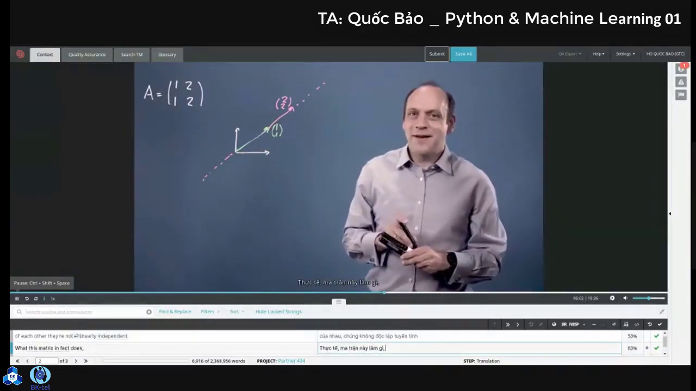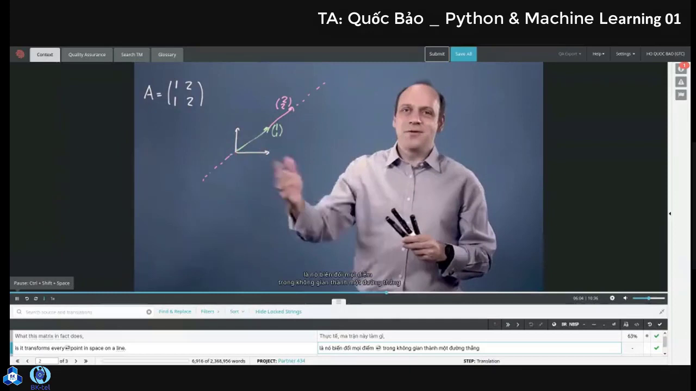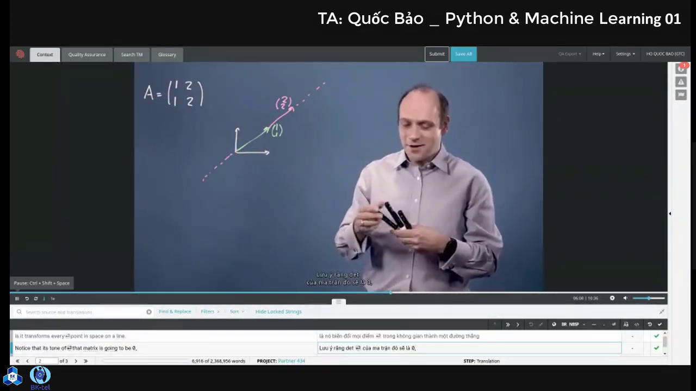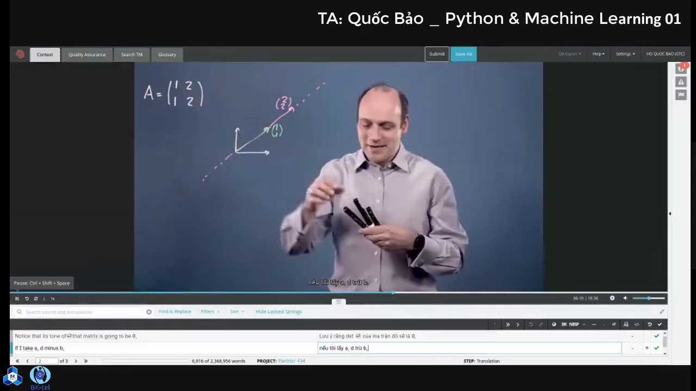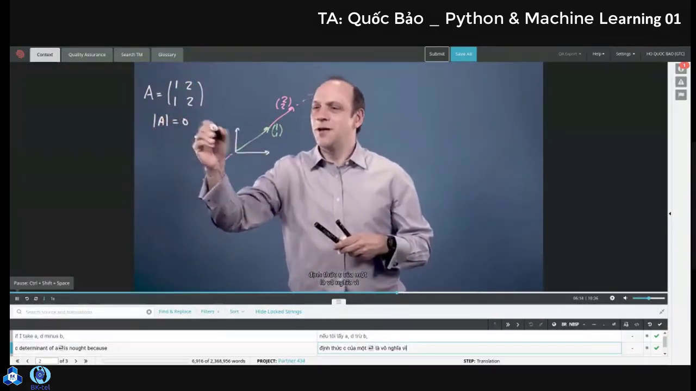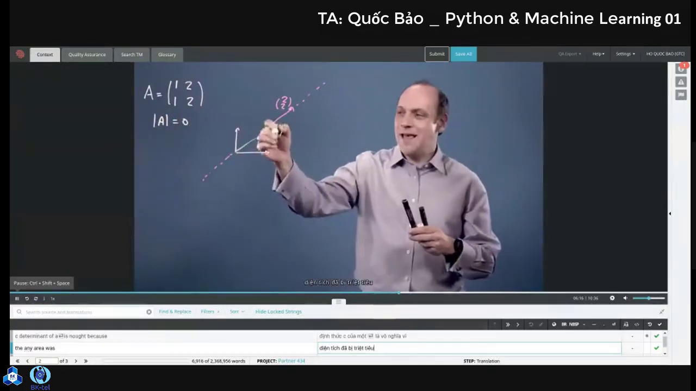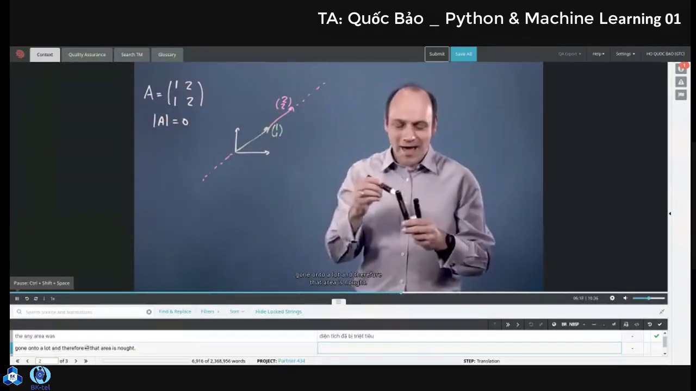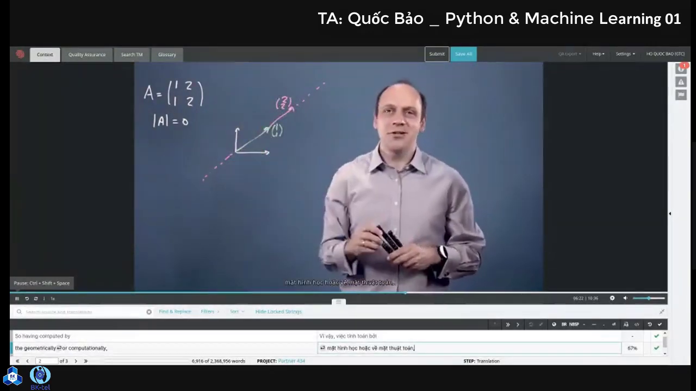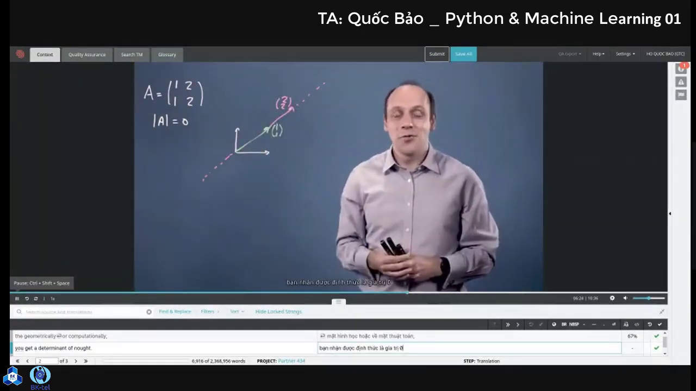What this matrix in fact does is it transforms every point in space onto a line. And notice that the determinant of that matrix is going to be 0. If I take ad minus bc, the determinant is 0, because any area has gone onto a line, and therefore that area is 0. So however you compute it, either geometrically or computationally, you get a determinant of 0.